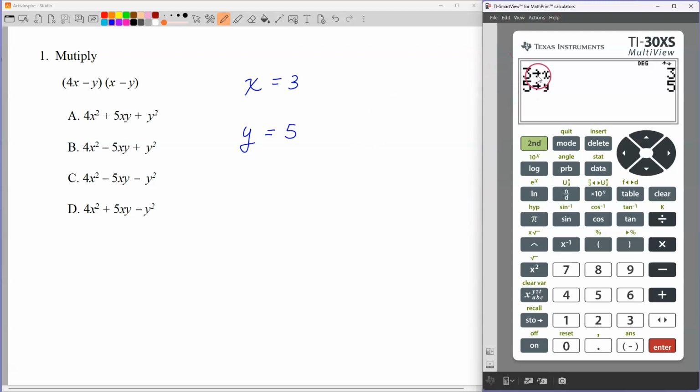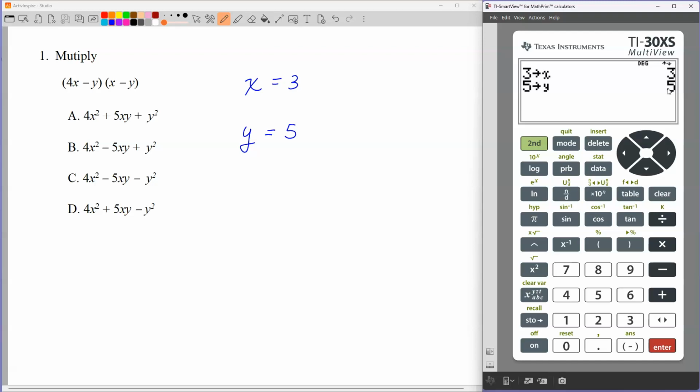You have 3 stored with X. That's what I wanted. And then I hit enter and the 3 showed up here. And then I wanted 5 stored with Y. So I went 5 stored with Y. I hit enter and the 5 showed up here. I'm good to go now. I can even clear this out and it's all good.